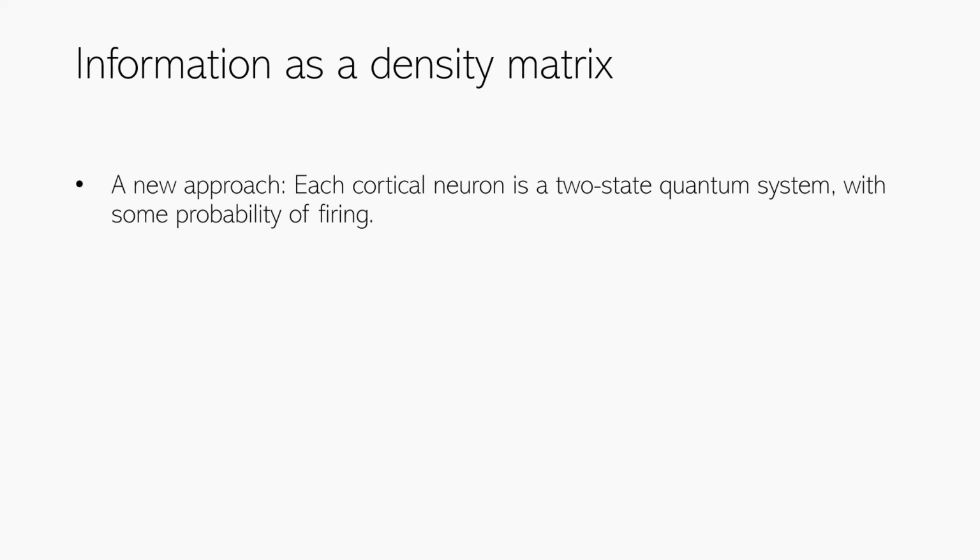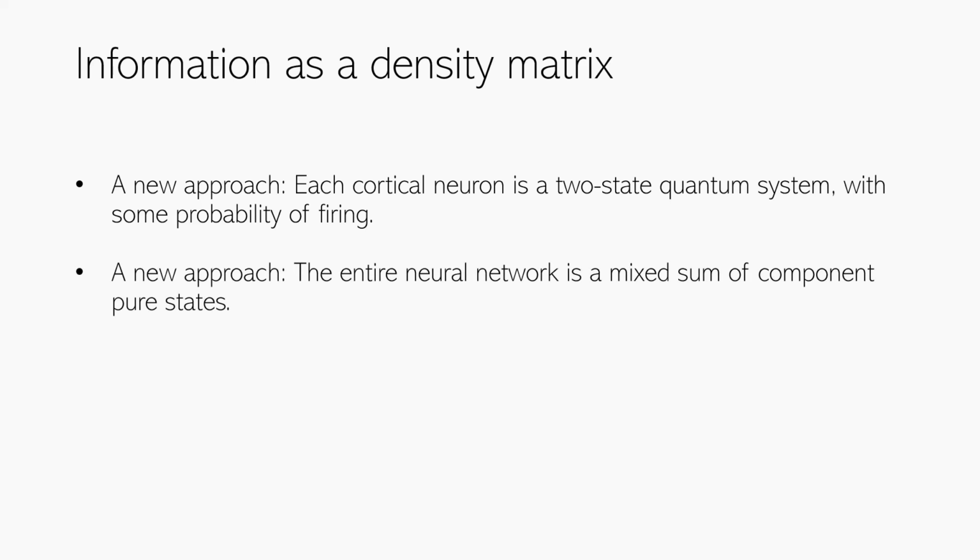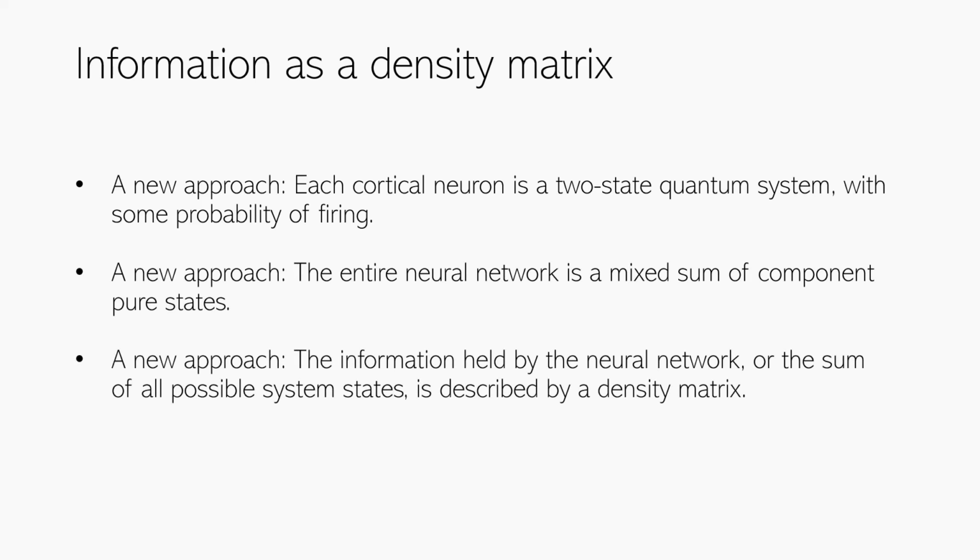So in this new approach, each cortical neuron is a two-state quantum system with some probability of firing. And the entire neural network is a mixed sum of component pure states. And the information held by the neural network, or the sum of all possible system states, is described by a density matrix.